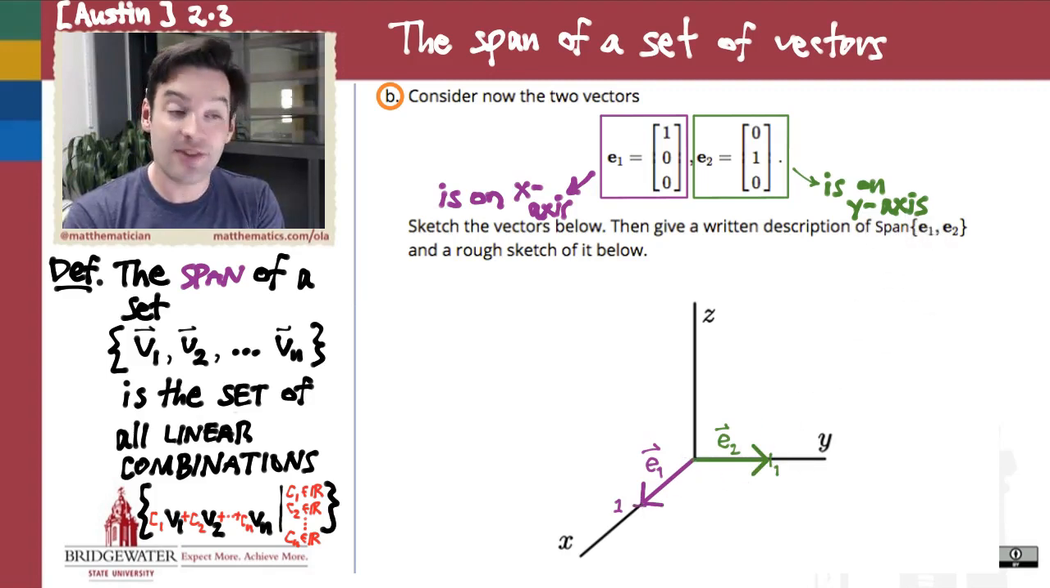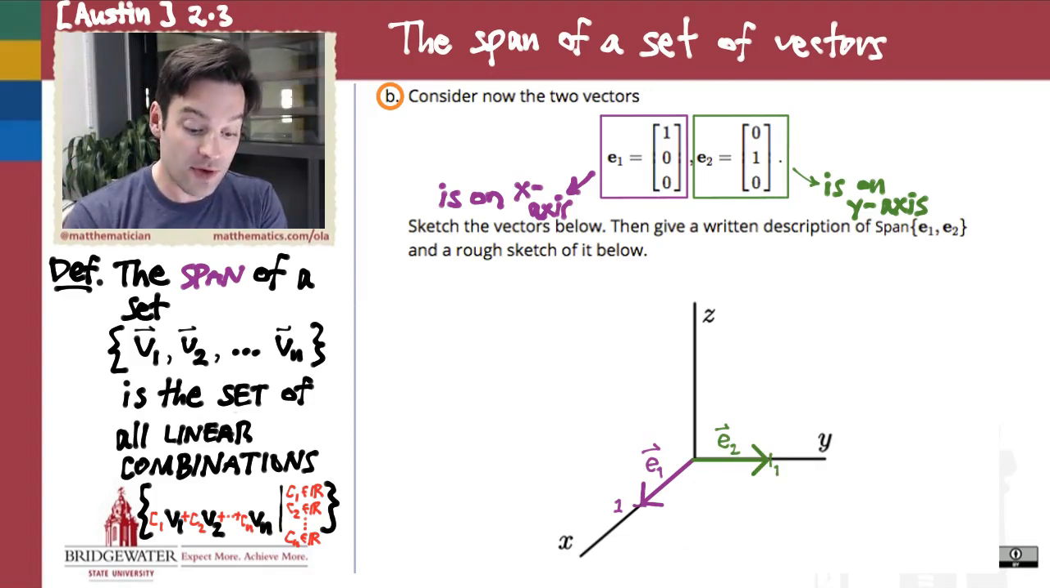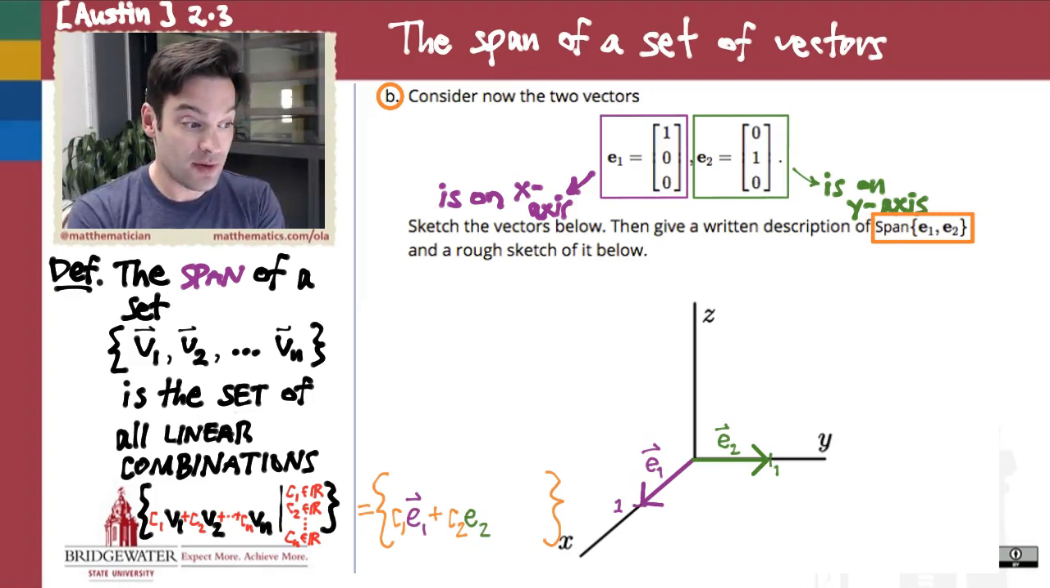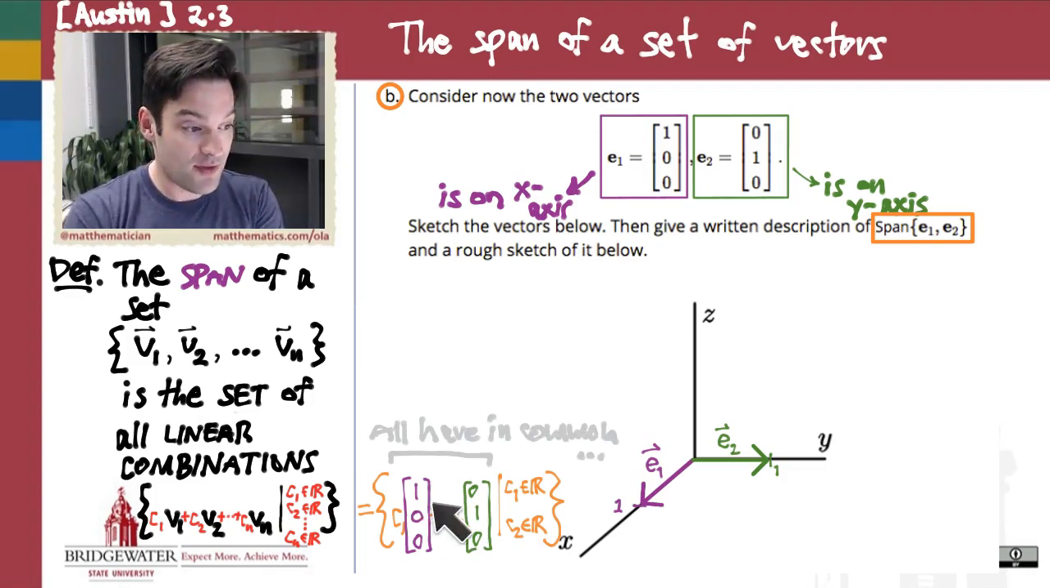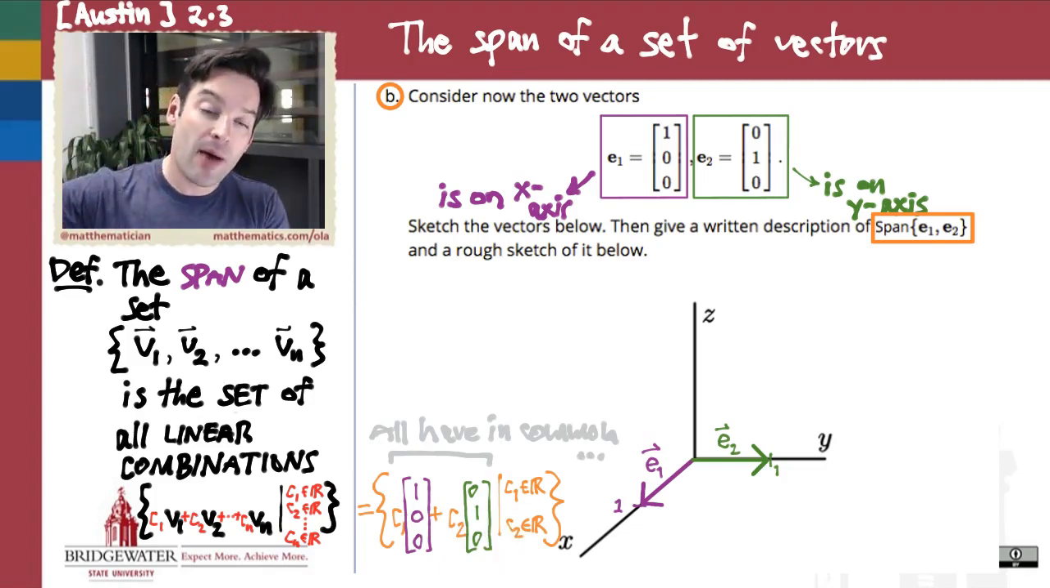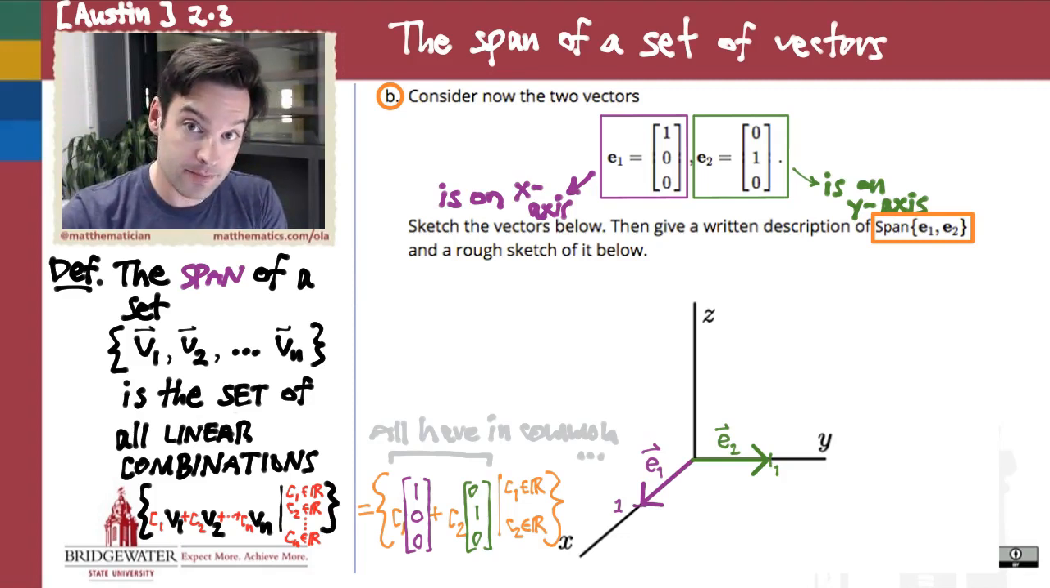If I take the span of that set, according to this definition, I'm supposed to get the set of all linear combinations, everything that we can make from e1 and e2 by adding arbitrary multiples of them to one another. So it's the set of all c1e1 plus c2e2, where c1 and c2 are chosen from among all real numbers, arbitrarily and independently. So if I were to take c1 times this vector and c2 times that vector and add them together and simplify, what are all of my possible answers going to have in common?